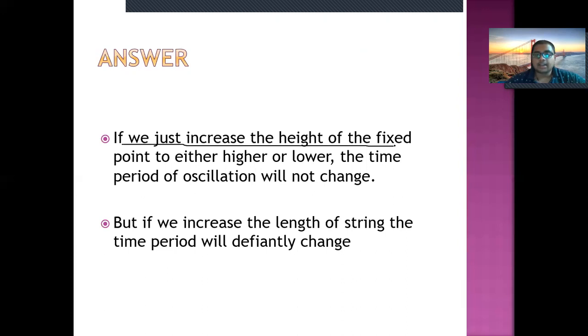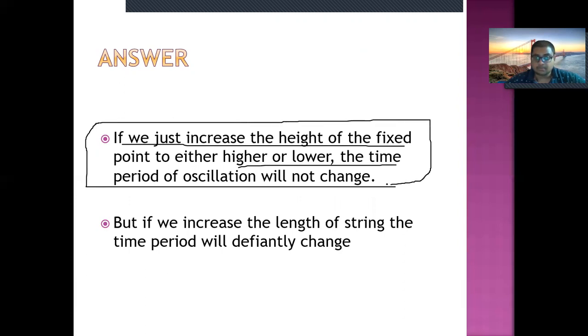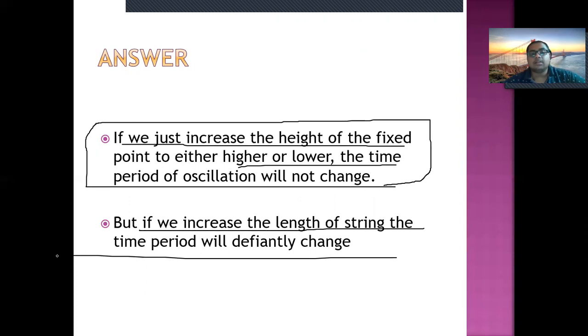If we just increase the height of the fixed point, either higher or lower, the time period of oscillation will not change. But if we increase the length of the string, the time period will definitely change. The point is fixed, so if we just change its height, the time period of oscillation won't change. Actually, it should change.